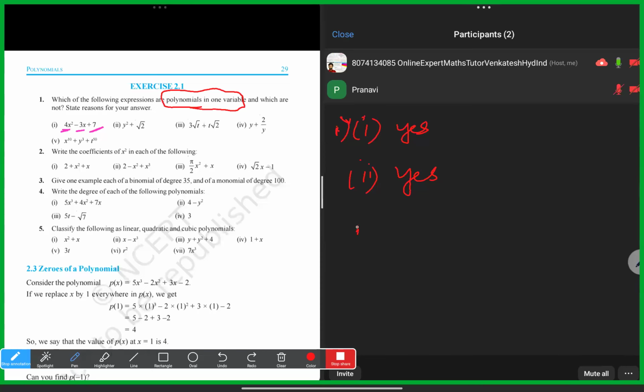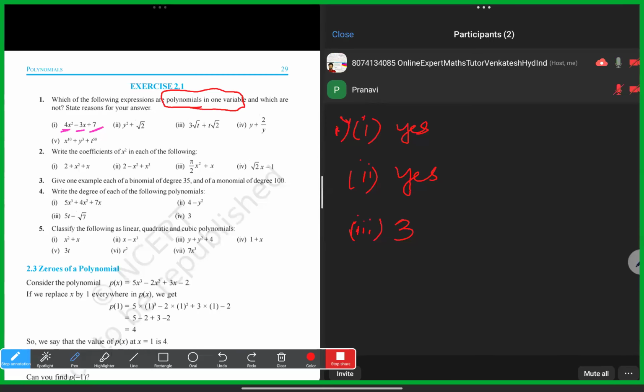Then third one, according to you, is it yes or no? Yes, sir. Okay, why Pranavi? Sir, because both are the same variable. One variable only, is it Pranavi? Yes. Now we should write that up. What are the conditions, Pranavi? For an algebraic expression to become a polynomial, the power of the variable should always be a whole number.